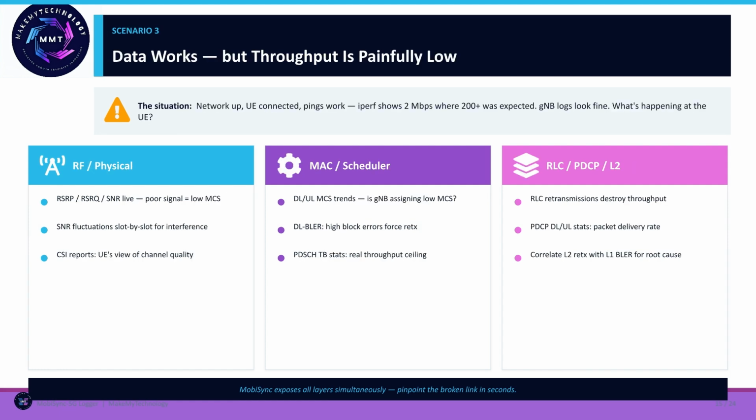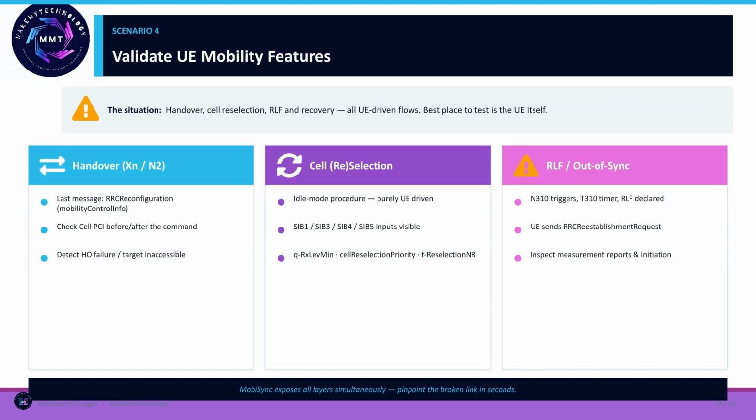Scenario 4 involves validating UE mobility features like handover, cell reselection, and radio link failure. Mobisync tracks handover messages to detect failures, provides SIB inputs for cell reselection troubleshooting, and exposes RLF parameters and reestablishment requests for out-of-sync issues.